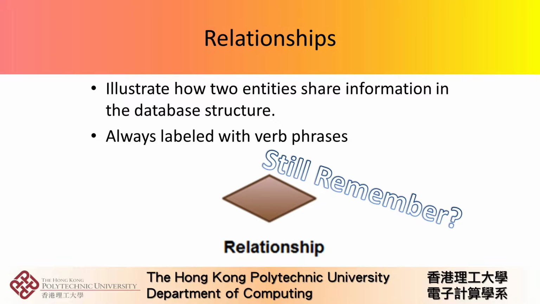In Lesson 1.1, you learned about what relationships are. Do you still remember? Relationships illustrate how two entities share information in the database structure. It's already labeled with word phrases. A relationship is represented by a diamond in an ER diagram.